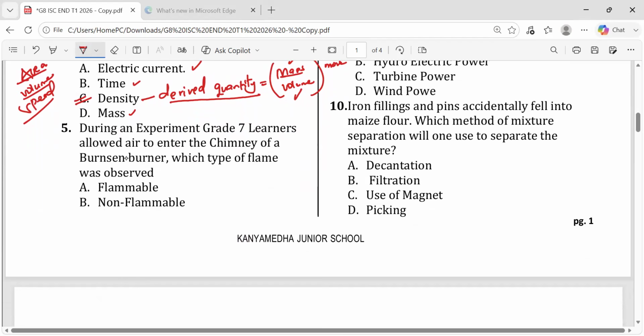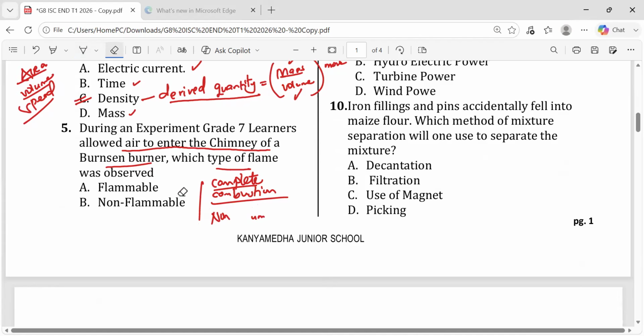Number 5, during an experiment, grade 7 learners allowed air to enter the chimney of a Bunsen burner. Which type of flame was observed? When air enters the Bunsen burner, we get complete combustion, or burning. The type of flame that allows complete combustion is called the non-luminous flame. That is the type of flame that allows complete combustion, and the air hole is always open. That is why air is allowed to enter the chimney.